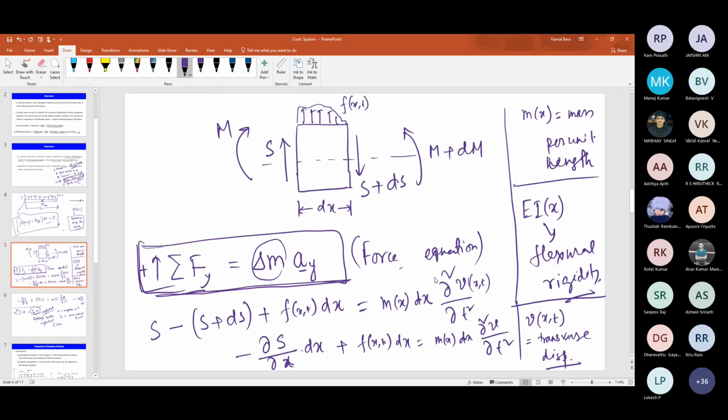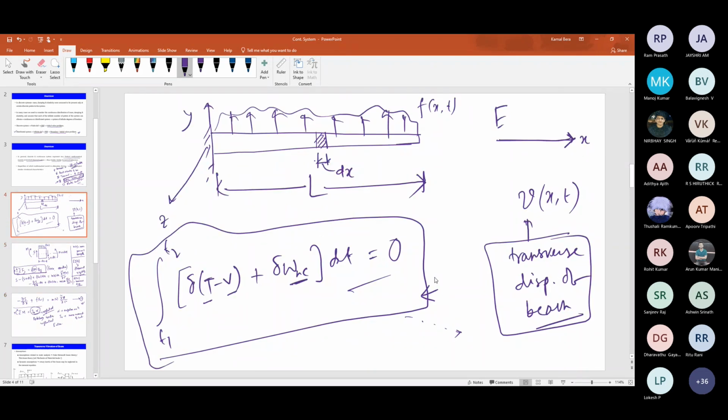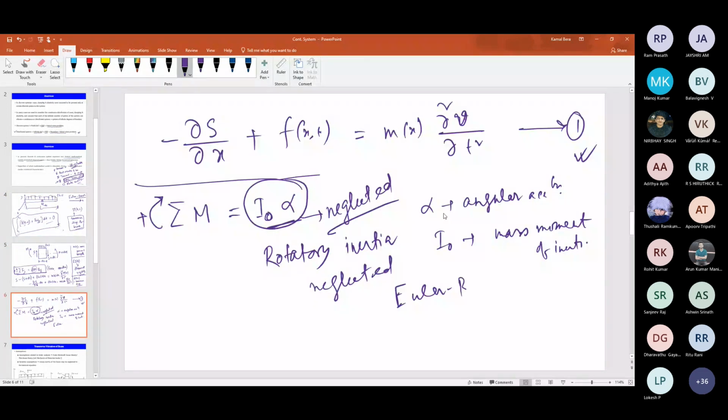I should have written at the very beginning that this is the Euler-Bernoulli beam theory, also known as the thin beam theory, and all deformations are small. Small deformation theory. Now, this equals 0.